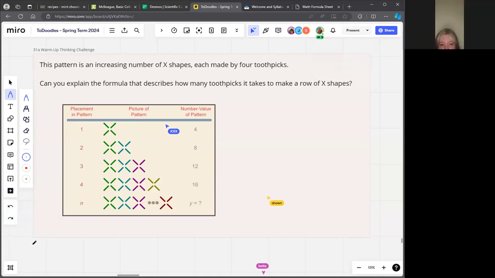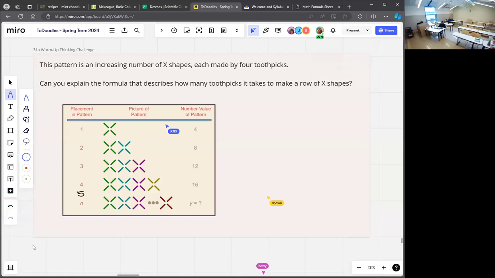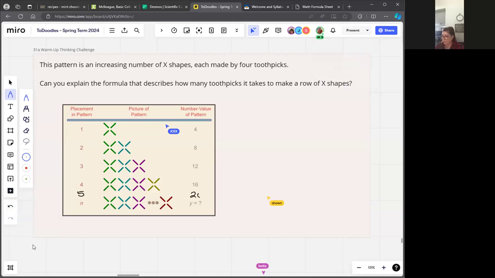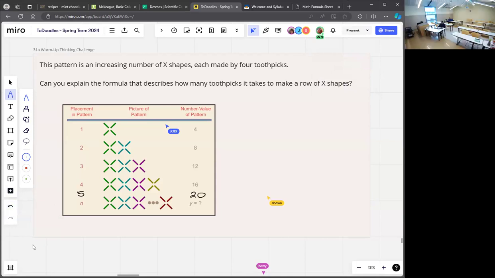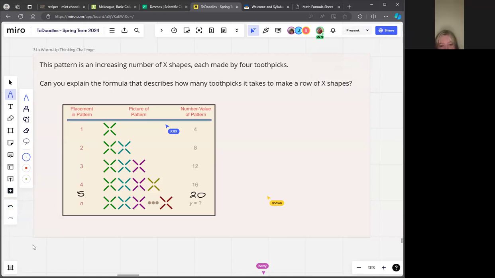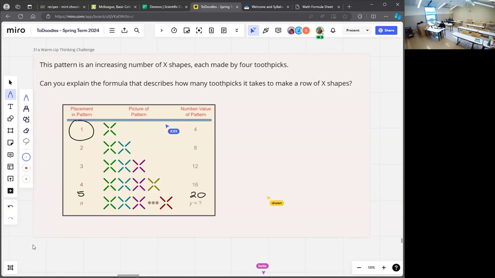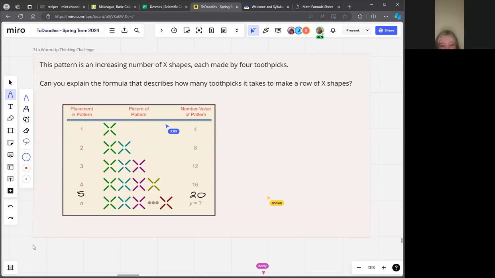Would there be 20? Yeah, 20. If there's a row that has 5, then yes, the number that goes with 5 is 20. But N again doesn't have to be 5. It could be 1,000. How do we get from this number to the number on the other side? What's the pattern we're seeing? I'm seeing that it goes up by 4s.